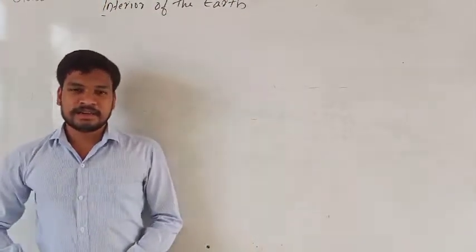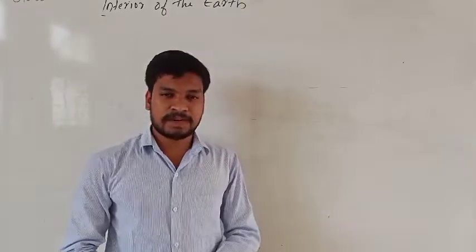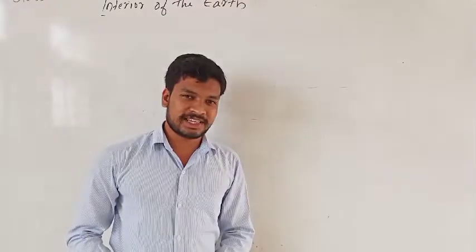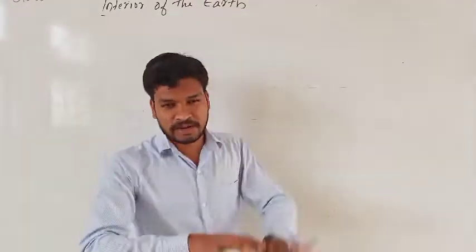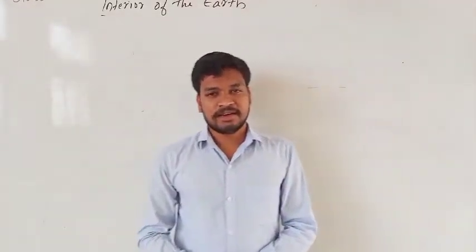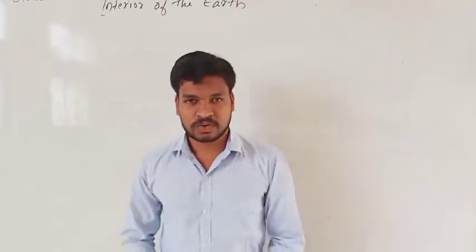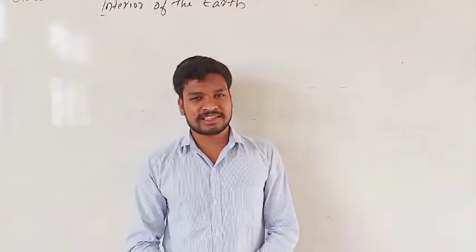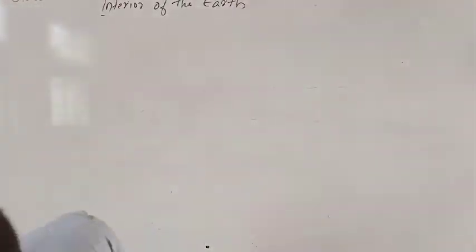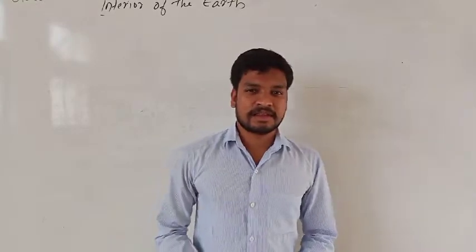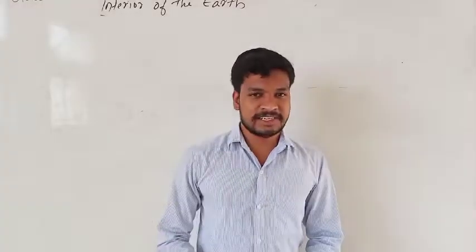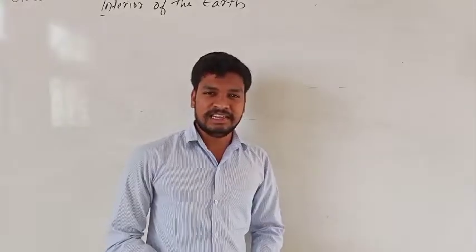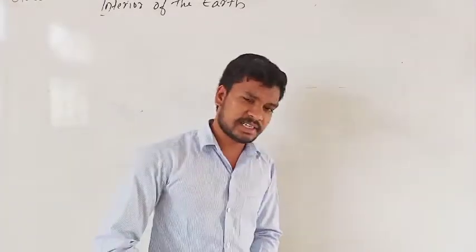Our earth is made up of three important layers inside. What are those three layers which form our earth? Yes, crust, mantle, core, and in all these three layers we have further divisions. That's what we discussed. About the three layers, crust, core, mantle, we discussed already.